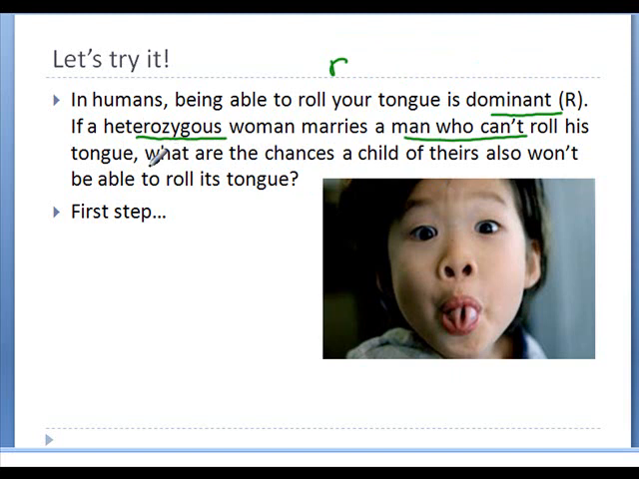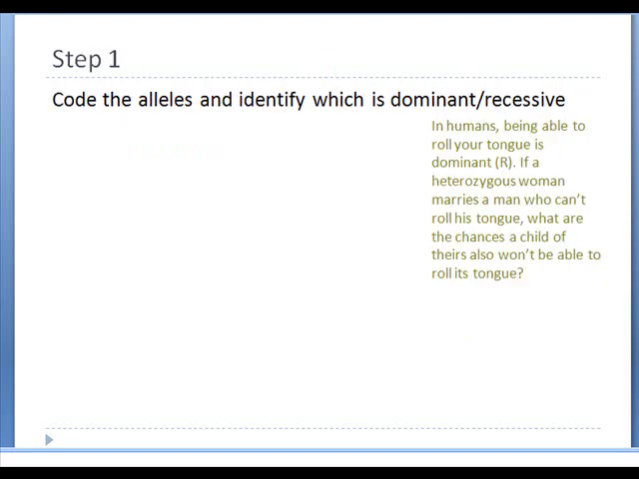roll his tongue? This indicates that the man, if he cannot roll his tongue, has both recessive traits. So the first step would be the heterozygous woman would be capital R, small r, combined with a man who cannot roll his tongue. So that would be lowercase, lowercase. So this is my first step. In my second step, I am now going to code the alleles and identify which is dominant, recessive.